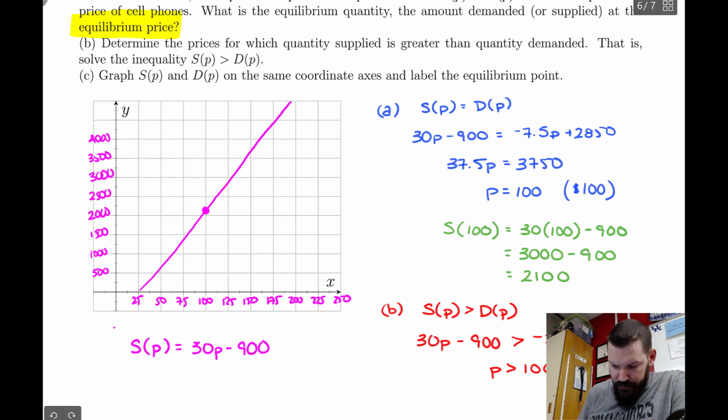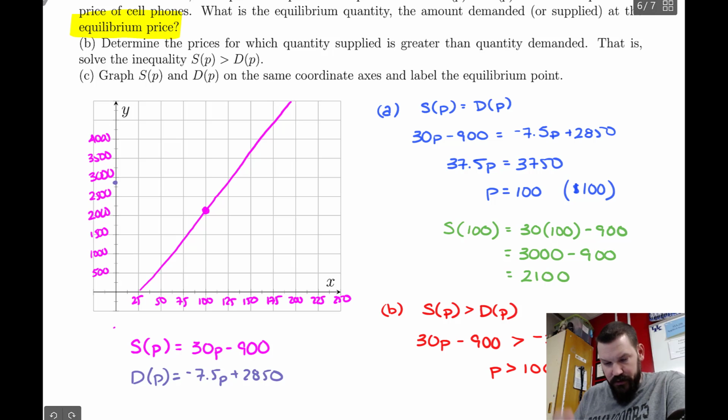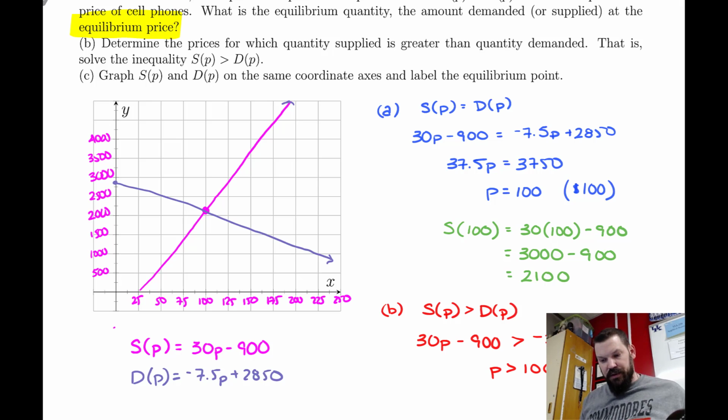And then we want to graph D of P, that's the demand function. And that's going to be negative 7.5P plus 2850. So when P is 0, my demand is 2,850. And then it goes down 7.5 for every $1 increase. And again, it's going to pass through the equilibrium point. So that graph will look something like this. And there's your demand. As price increases, demand decreases. And that's kind of your mathematical model for example number 6.